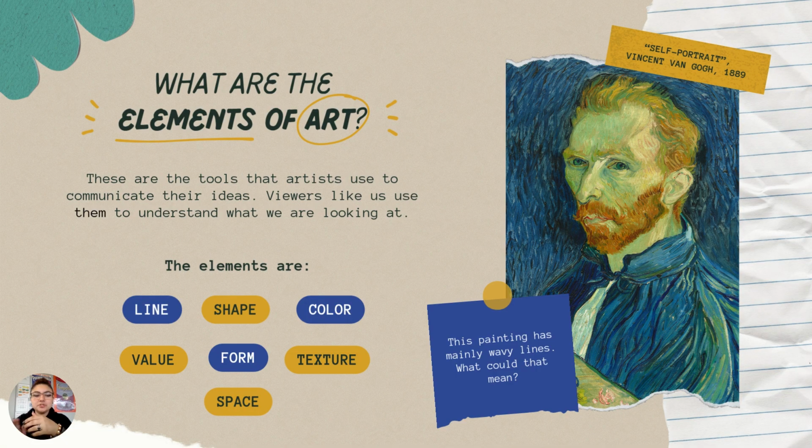So, just to start things off, obviously, we already know the elements of art. They are line, shape, color, value, form, texture, and space. And these are the tools that artists use to communicate their ideas, and viewers like us look at them to understand what we're looking at.